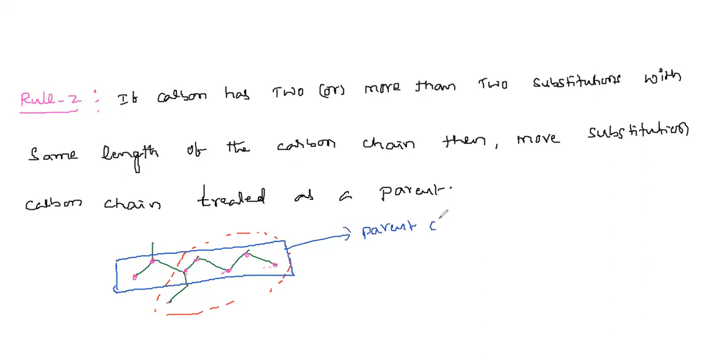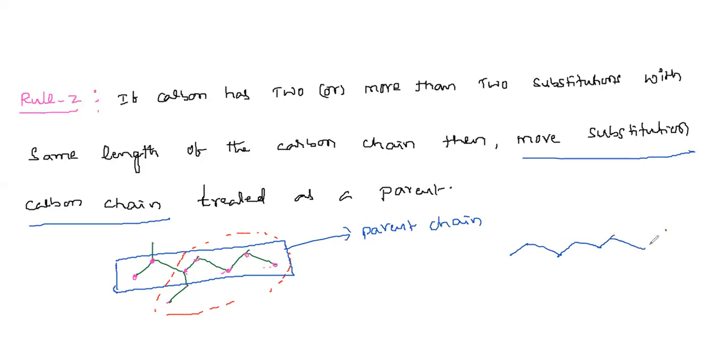how many substitutions are there? Two substitutions are there, because this is linked to this one and this one. If you consider the dotted line, only one substitution. What did we write? More substitutions. So the carbon chain with more substitutions is treated as the parent chain. This is the condition for rule number 2.